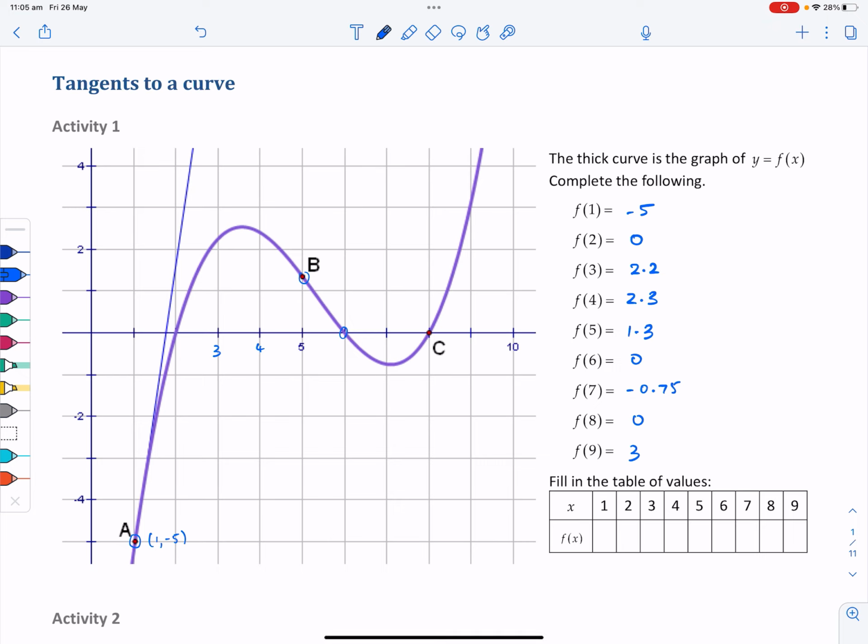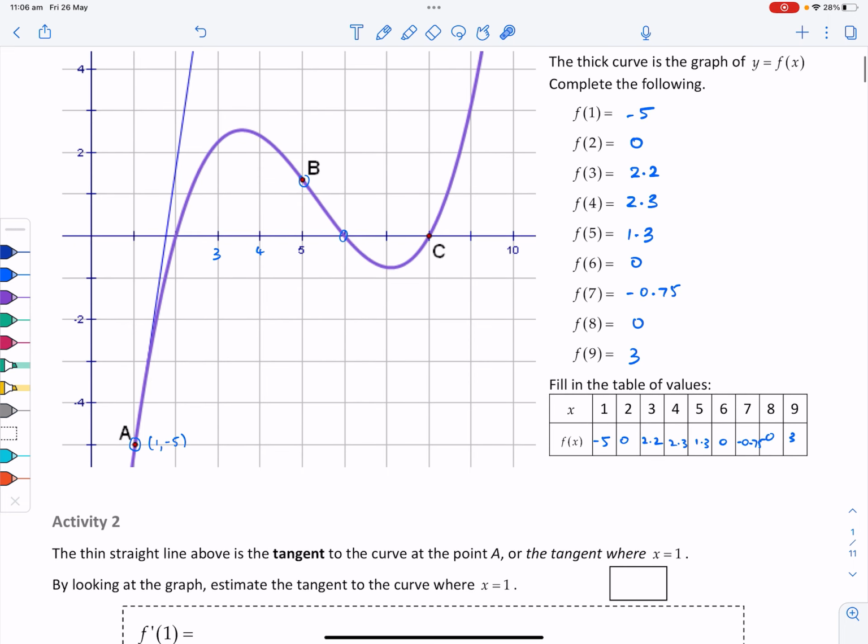Right, and we can fill in a table of values for that. So we've got negative 5, 0, 2.2, 2.3, 1.3, 0, negative 0.75, 0 and 3. Okay, so that's just reminding ourselves of notation. F of 1 is the y value when x is 1, for instance.